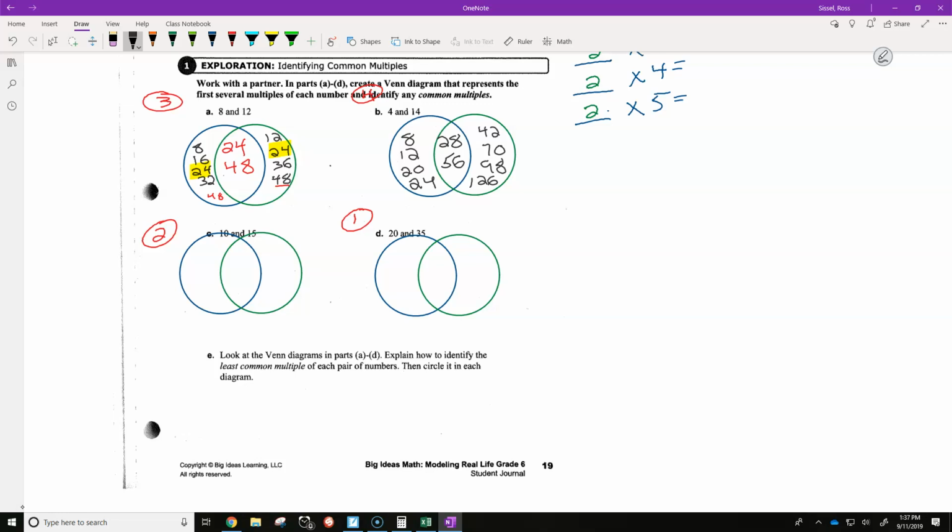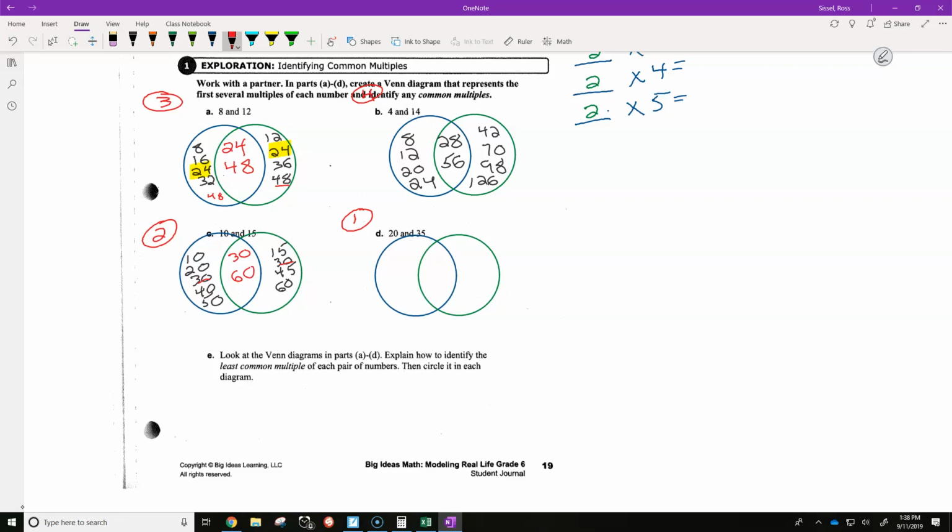Draylee, how about for 10? 10, 20, 30, 40, 50, 60. Okay, good enough. How about for 15? 45 and 60. And what can I put in the middle? Alex? 60 and 30. Yeah, 30 I see on both, and 60.